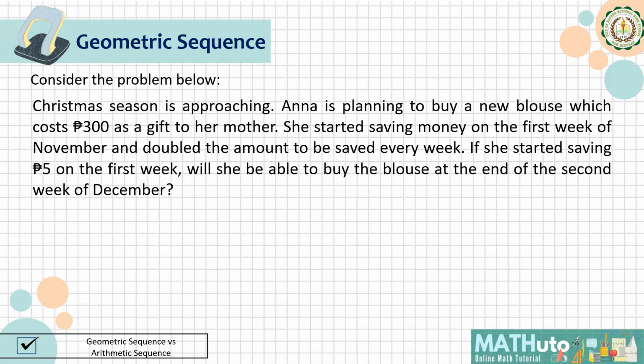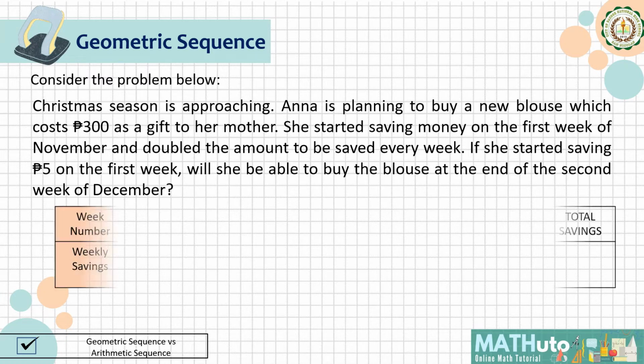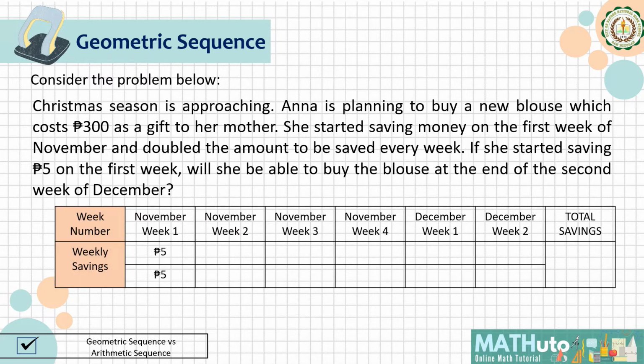Christmas season is approaching. Anna is planning to buy a new blouse which costs 300 pesos as a gift to her mother. She started saving money on the first week of November and doubled the amount to be saved every week. If she started saving 5 pesos on the first week, will she be able to buy the blouse at the end of the second week of December? In this problem, let us have this table.